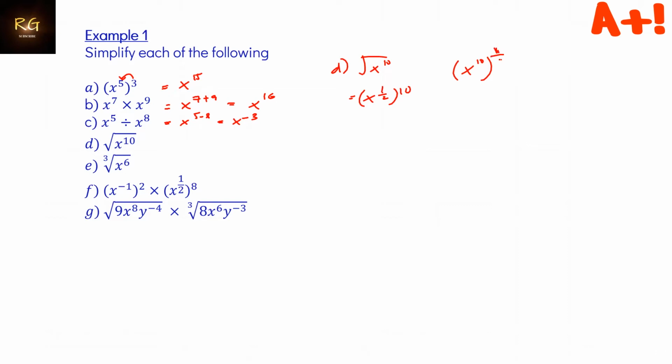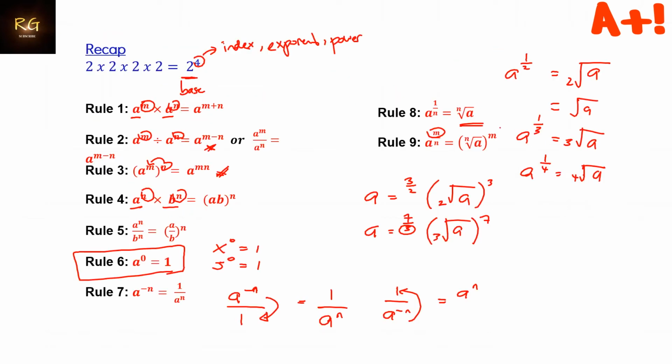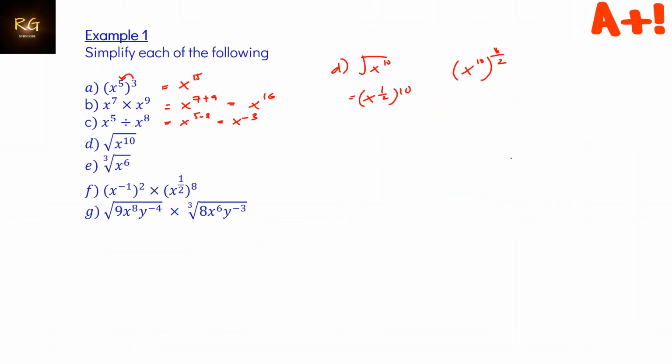This one is based on rule 8. I just taught you just now, right? Based on rule 8, we can change vice versa. So we can change the square root to become indices, and you can change the indices to become a root. It's the same thing. So now, since the 1 over 2 becomes the power of this bracket, we can just multiply the number 10 with 1 over 2. So it will become x to the power of 5.